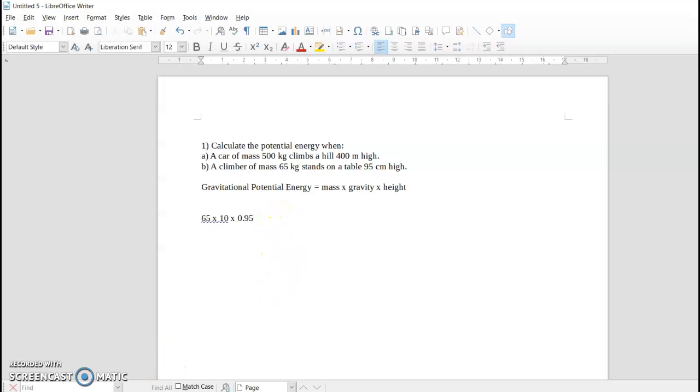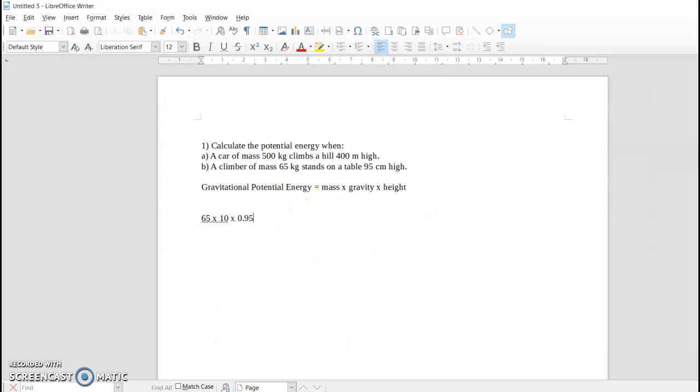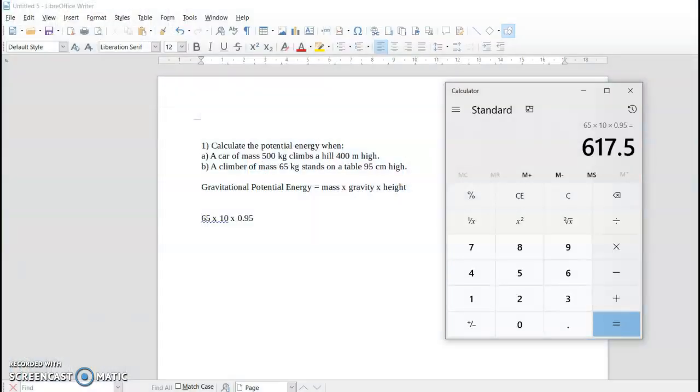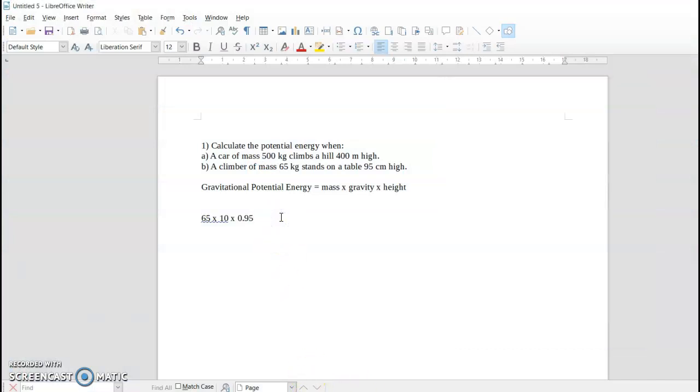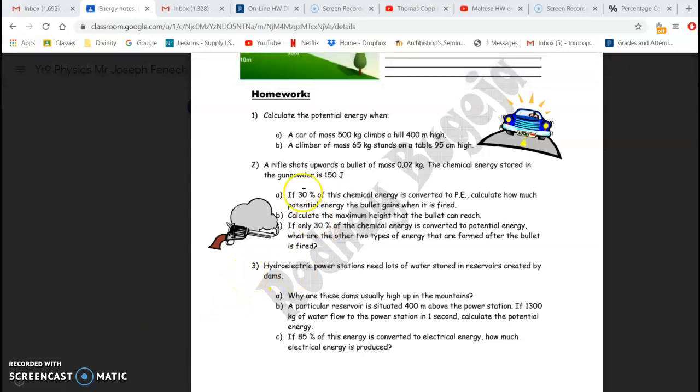So let's times all these together. I times everything together and the answer is 617.5. And those were just a few examples. Now, let's just do one more.